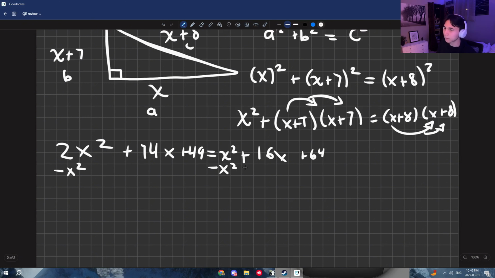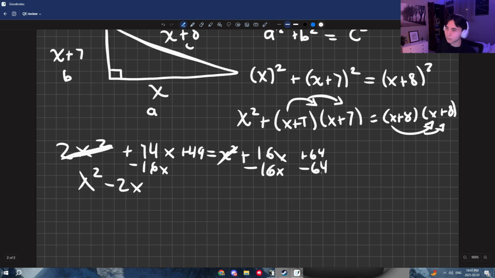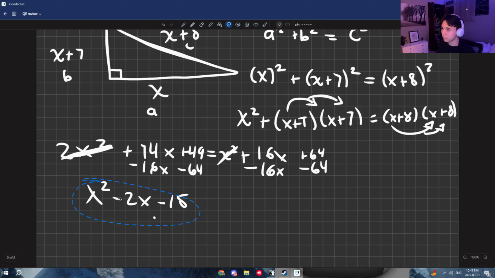X squared, and those cancel out. And we should just be left with a 1 in front of the x squared. We have 16x on the right side. So we're just going to subtract 16x on both sides. So 14 minus 16 gives us negative 2x. And we have minus 64, minus 64. And all we got to do is subtract 49 from 64. And that gives us negative 15. So now we're left with this single quadratic that we can factor and find what x is equal to.